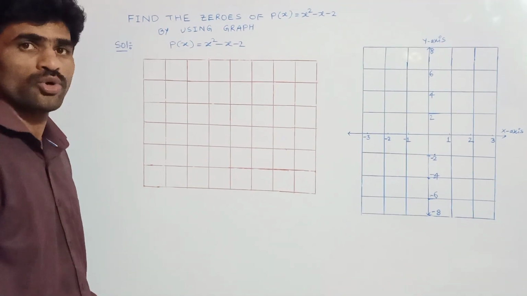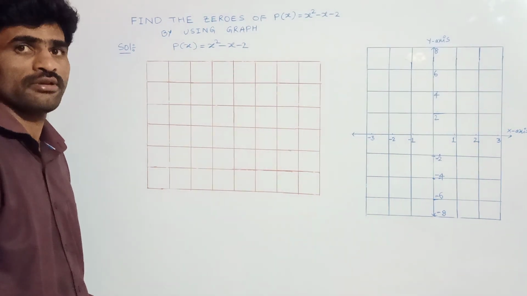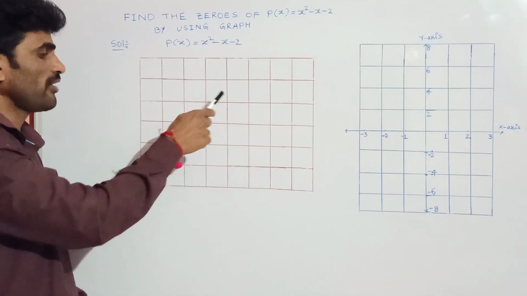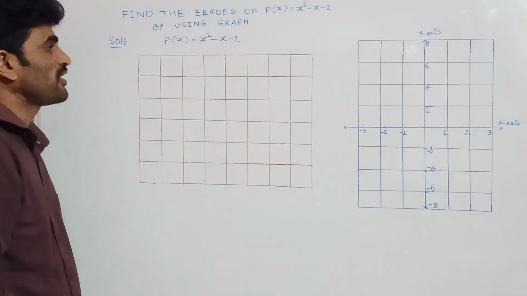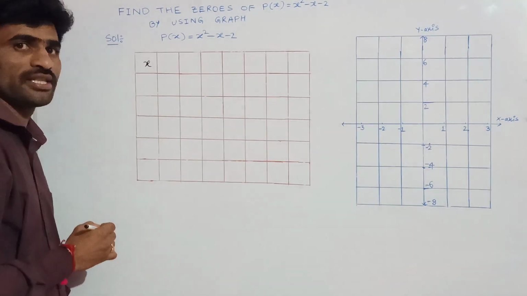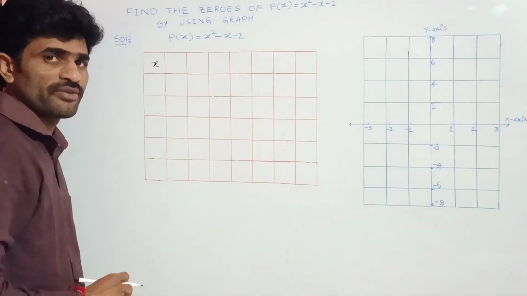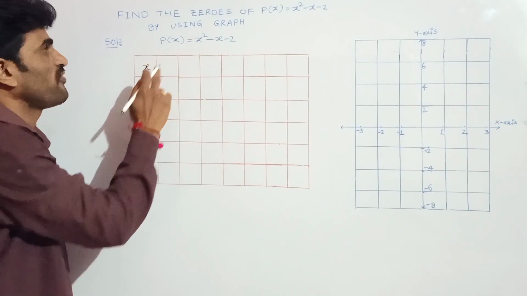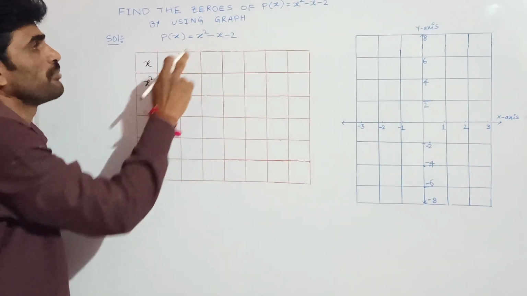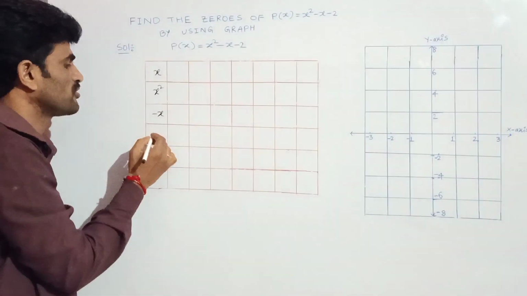To draw the graph of any polynomial, we need ordered pairs, x values and y values. So to find the values of x and y, I have drawn one table. In this table, first we have to take x, the value of x. After that, we take the terms we have in the polynomial. The first term is x square, so x square I took. Next, minus x we have. Minus x I took, then minus 2.